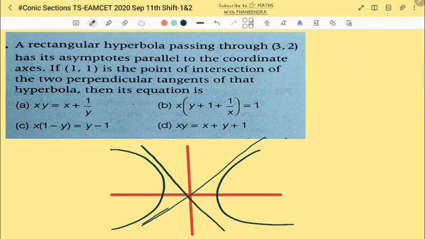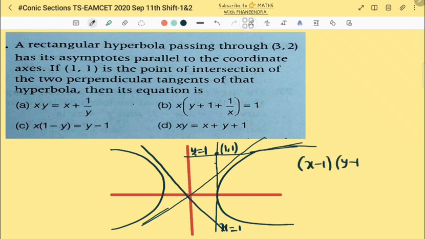But the point of intersection of two perpendicular tangents of the hyperbola is 1, 1. So those lines, the tangents, may be like this. This is also one tangent, passing through 1, 1, and this also touches like this, passing through 1, 1. So this is the line x is equal to 1, and this is the line y is equal to 1, dear students. So the combined equation of these two is x minus 1 into y minus 1 is equal to some k. We can write it.